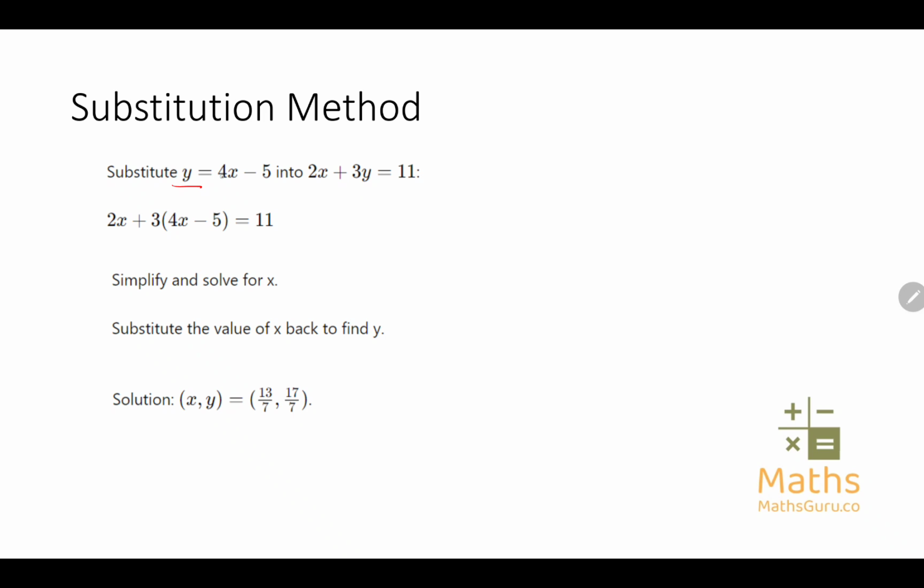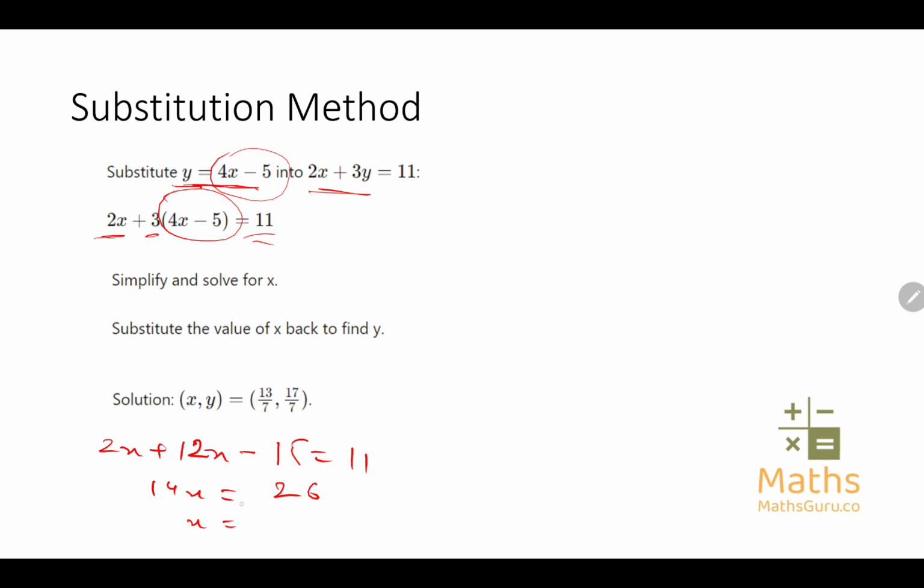Substitution means y equals 4x minus 5. We substitute this y equals 4x minus 5 into the first equation. So it would be 2x plus 3 times this whole value equals 11, and then we simplify. 2x plus 3 into 4 is 12x minus 15 equals 11, so we get 14x equals 26, and x equals 26 by 14, which equals 13 by 7. So this is the x value.